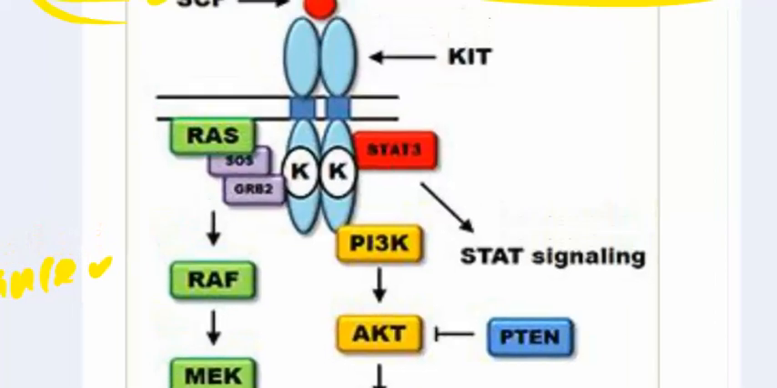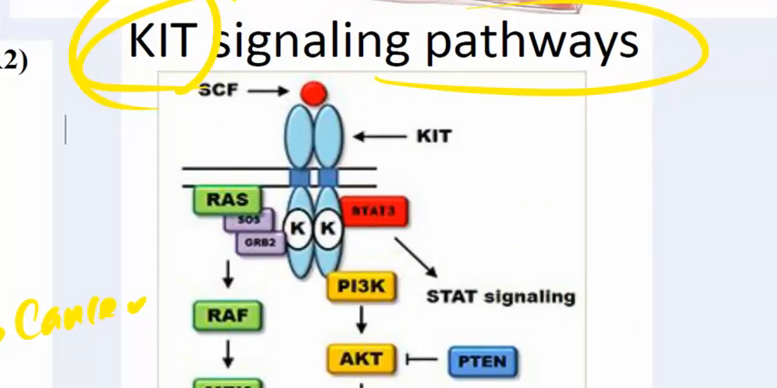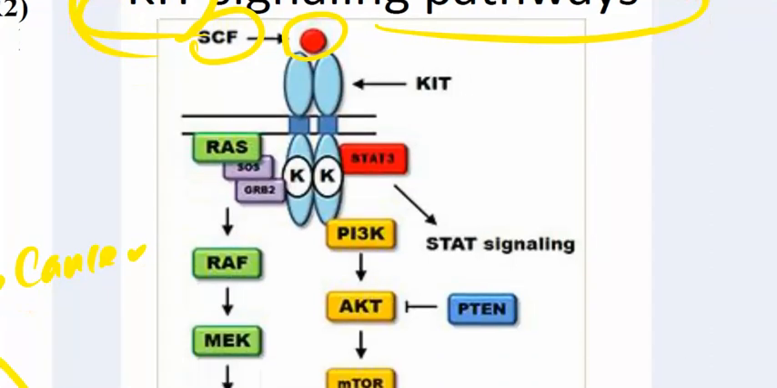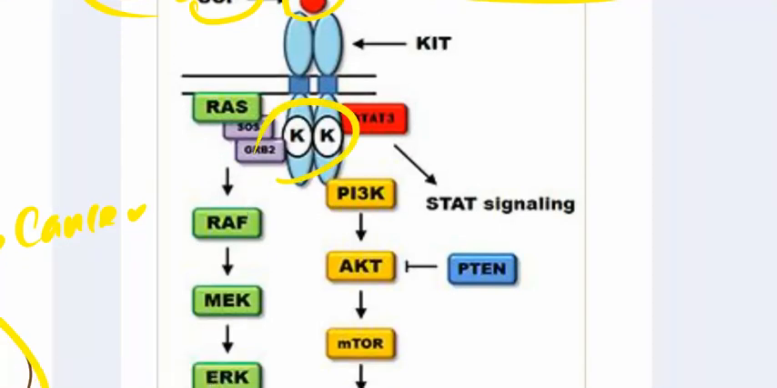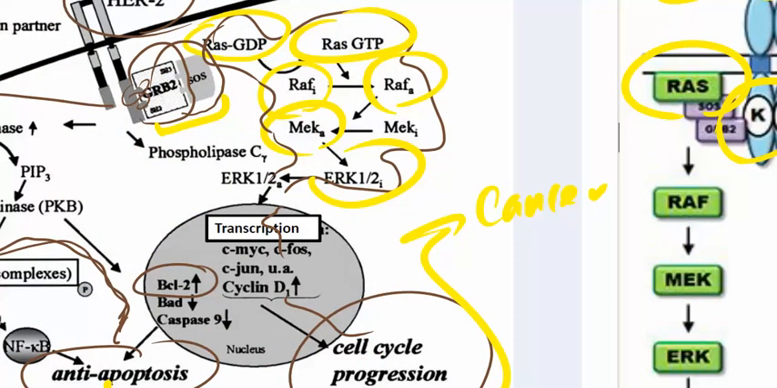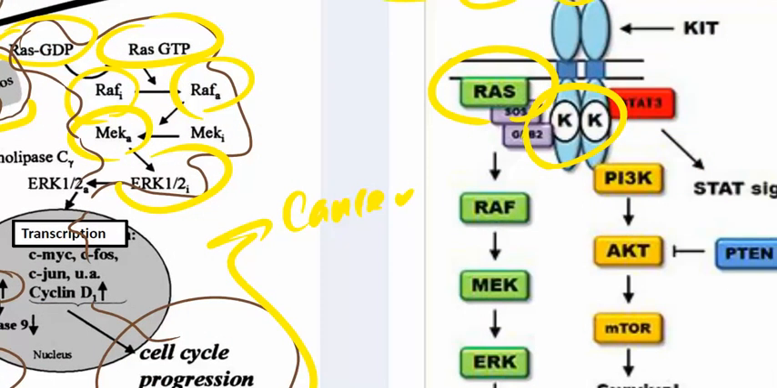And that's what we're seeing here. I'm just showing you an example with the KIT. What actually binds to the KIT receptor is your stem cell factor. It binds to the KIT receptor, right? We get the dimerization by cross phosphorylation. Then you have activation of your RAS, from RAS GDP to RAS GTP. This is important because there's actually a mutation of RAS coming up.